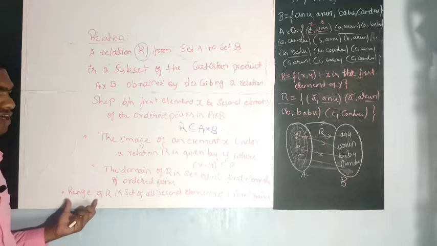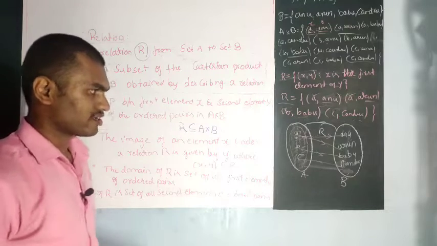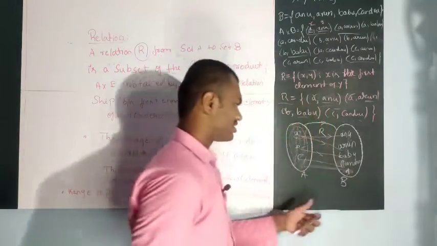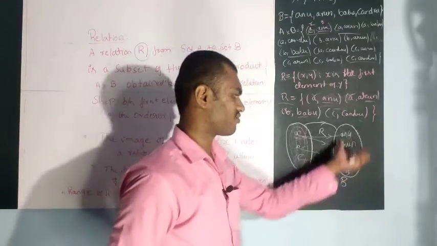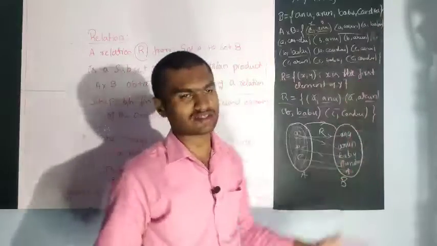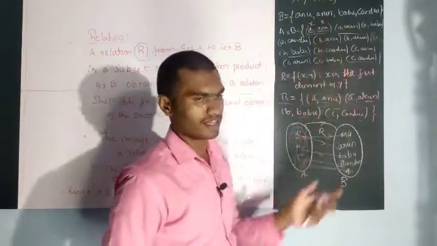Now range. What is the range? Range is the second element. About codomain, if you have any other element D which is not mapped, it will also be in the codomain, because the set of all elements of B is called the codomain. The set of all elements of A is called the domain. Okay?